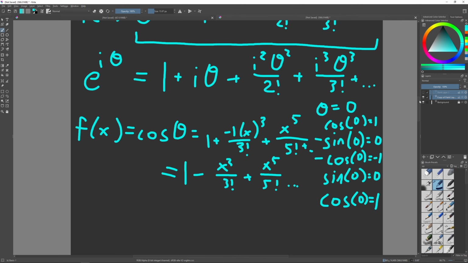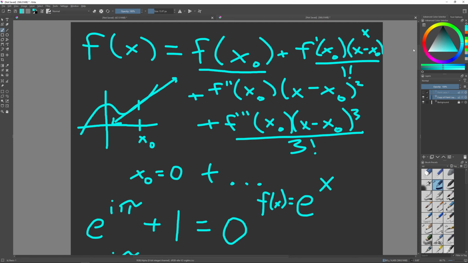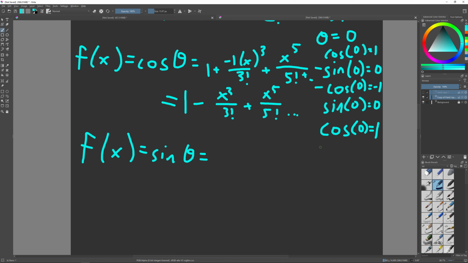Okay, now we need to do the same thing for sine. So sine theta. First we're going to use 0 for x naught again. So we're going to take f of 0. Sine of 0 is going to be 0. So we're going to need the derivatives, so I'm going to write this out again. Sine of 0 is 0. And it's actually the same pattern, it just starts here. So it's going to be the same cycle.